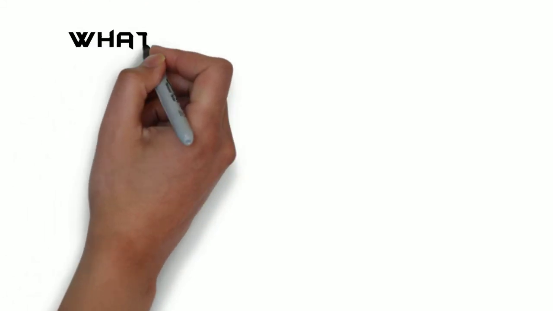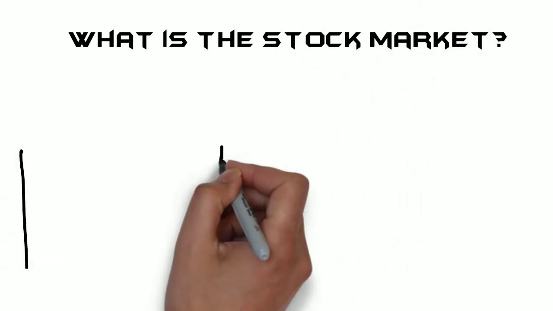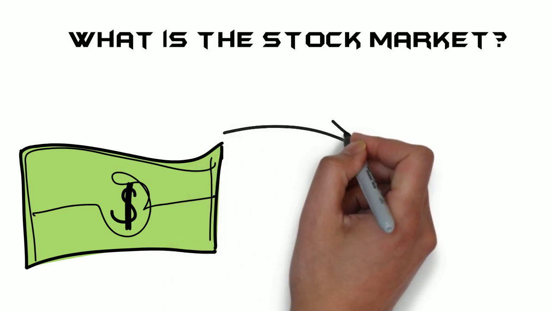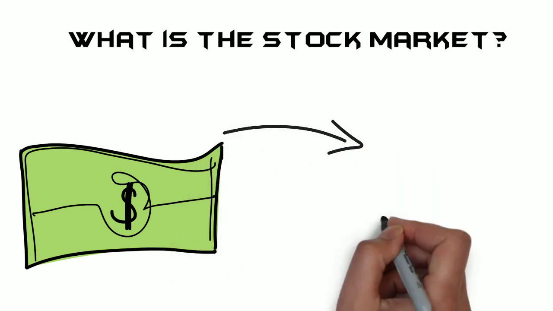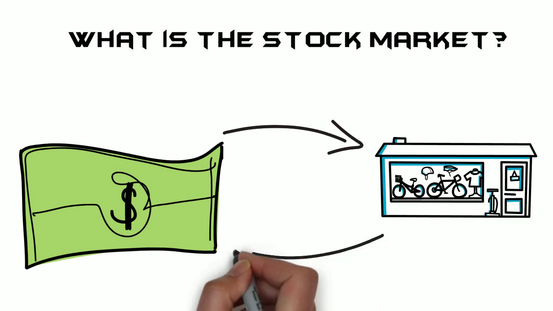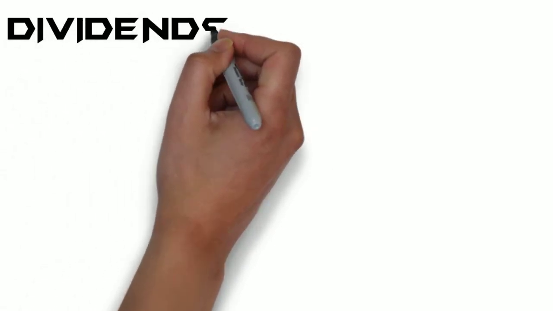Alright, so what is the stock market? Basically, what the stock market is in general is that anyone like you and me can put money towards a public company, and in certain situations these public companies will give money back to you. These situations are called dividends.